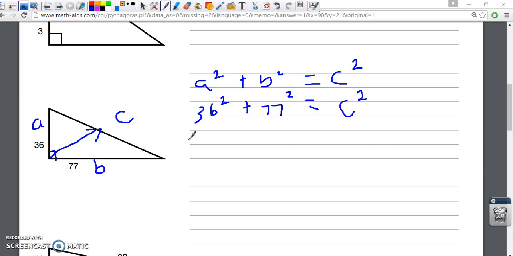36 times 36 is 1,296. And remember, go ahead and use a calculator. 1,296, my plus sign, 77 times 77, okay? 77 times 77, you should get 5,929.